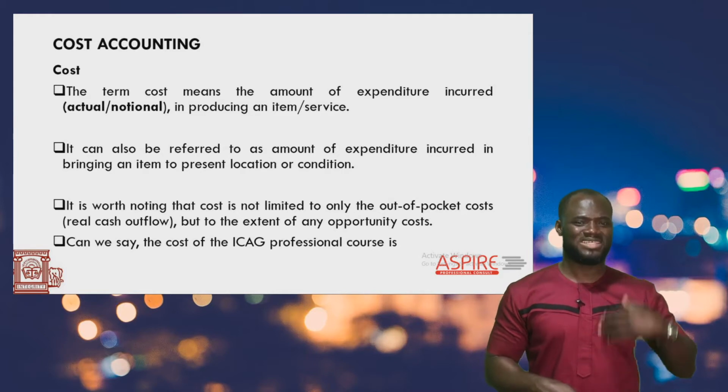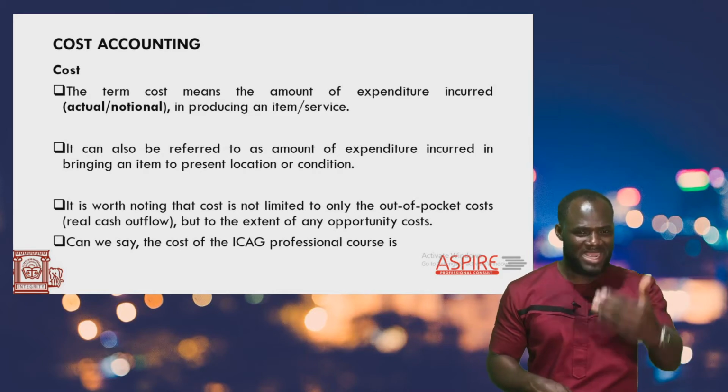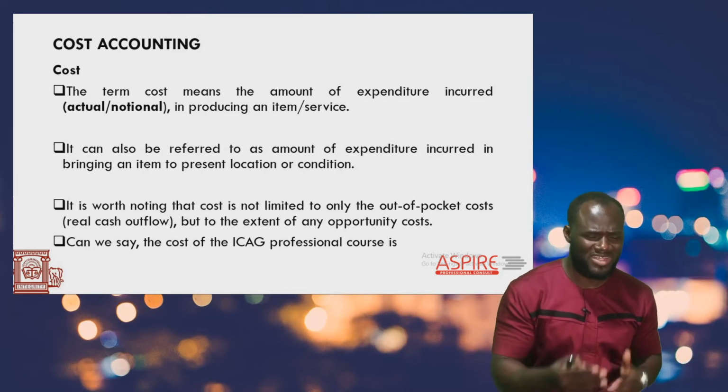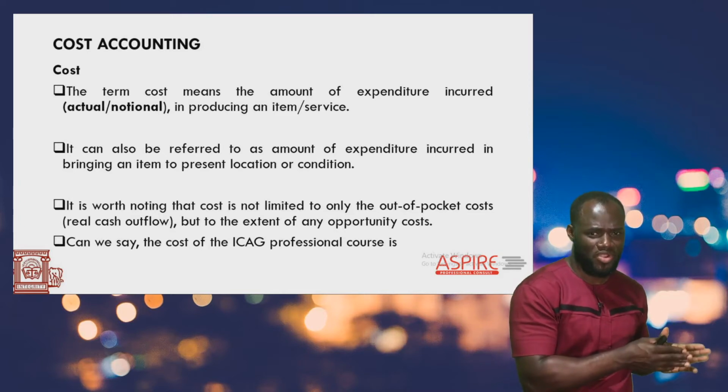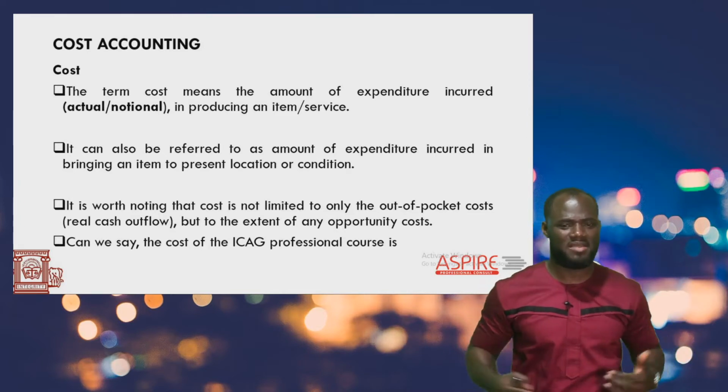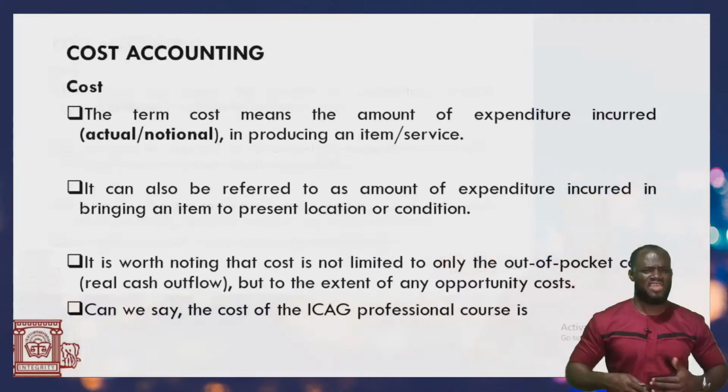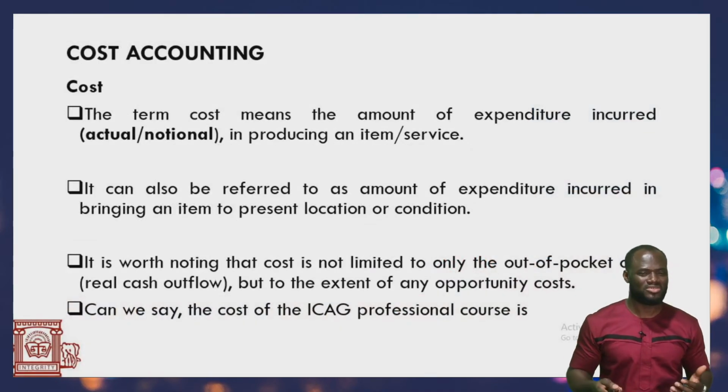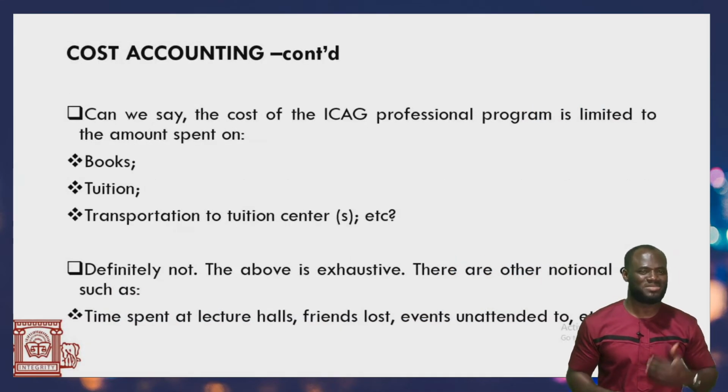So it's either how much has been spent or how much is yet to be spent or what has been forgone for taking a particular decision. For instance, if you take your ICA profession, if you want to calculate the cost of this profession or this course, it's not just limited to how much you would have spent on books, how much you would have spent on tuition, or how much you pay in terms of transport, either your personal car or public transport or whatever means of transportation you use to get to the tuition center.